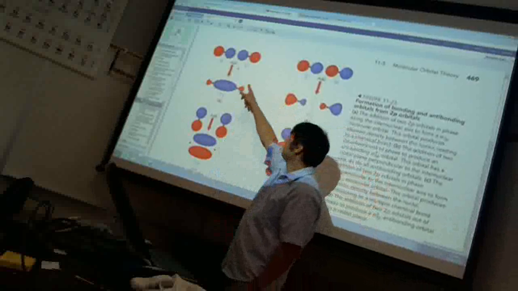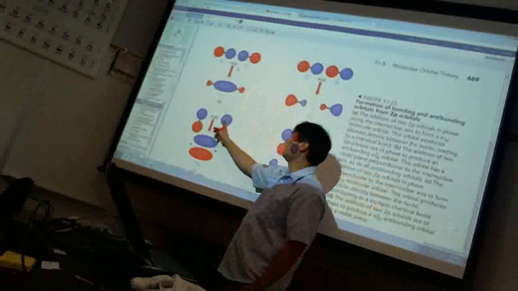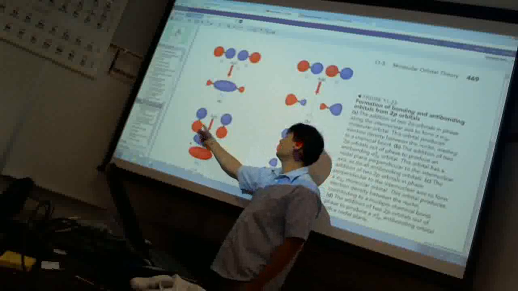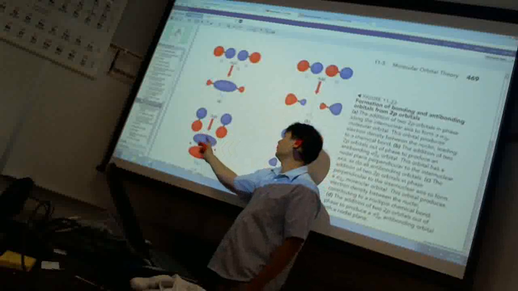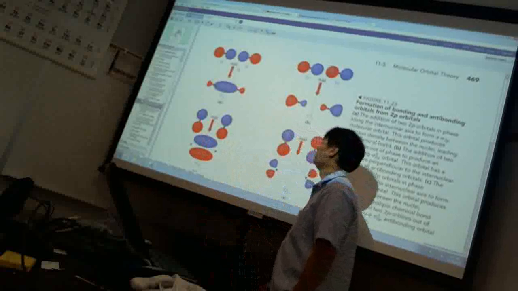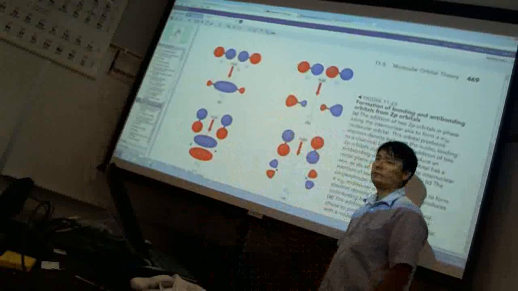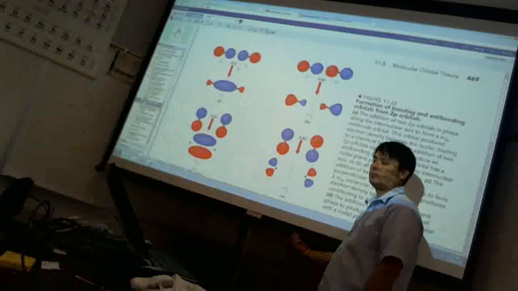The same thing here. Rather than going head on, we go side on. So we bring these together here. The blue and the blue, the red and the red, match in phase. Question: what do you mean by positive and negative amplitude?